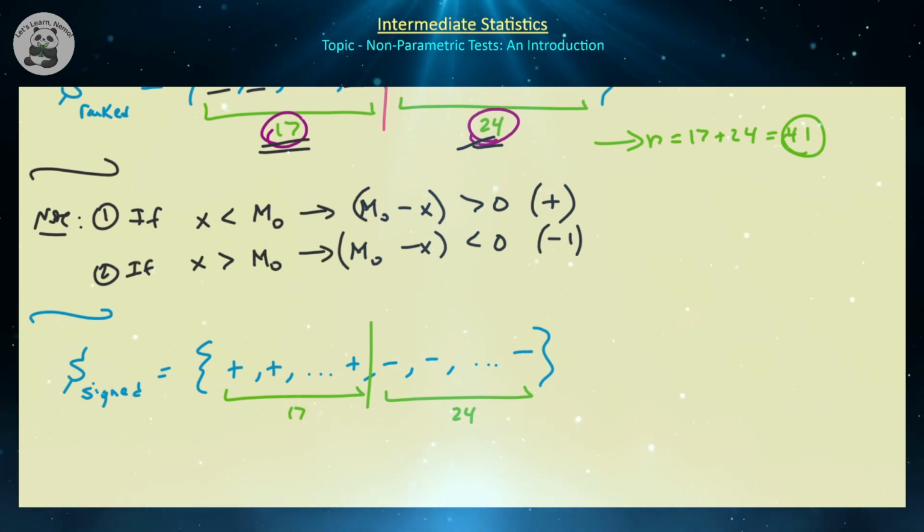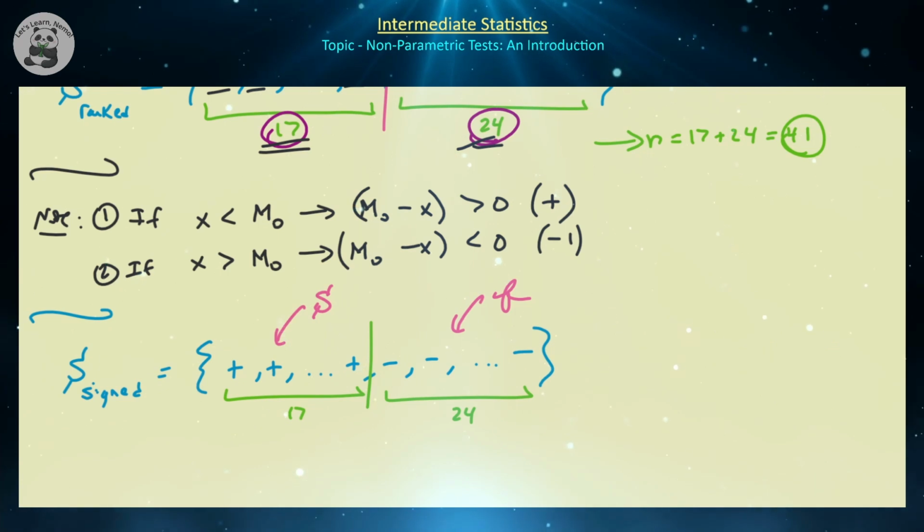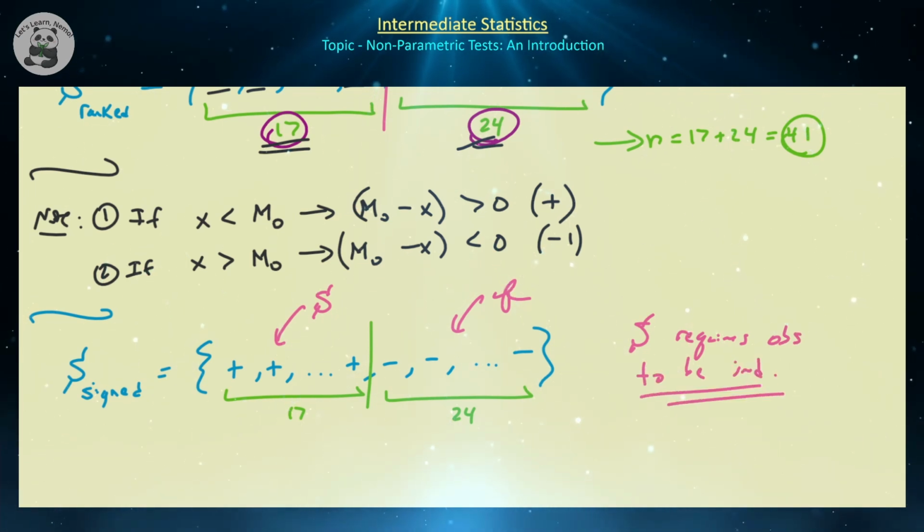And since we have a binary set, in some sense we can classify all of these pluses as successes and all of these minuses as failures. And then we can practically set up a binomial distribution setup as long as these observations were independent from one another. So that's a nice requirement for this. So S requires observations to be independent, but again, that's a requirement on the sample, not the population. Therefore, this is still a non-parametric test, at least so far in terms of our development of it, right?